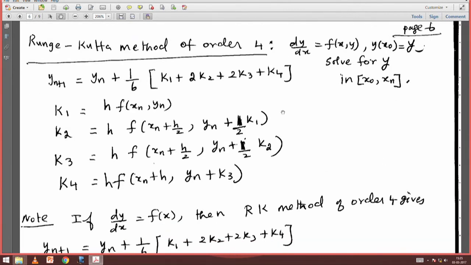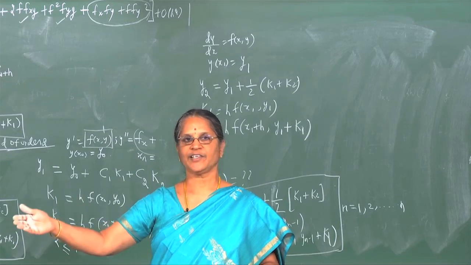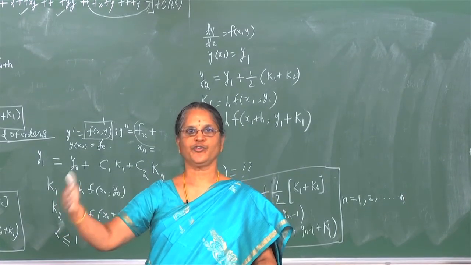Now it is clear when I say I want to move on to Runge-Kutta method of order 4, it means that we would like to derive a method which involves 4 function evaluations, and the method must match with the Taylor series expansion up to order of h to the power of 4.